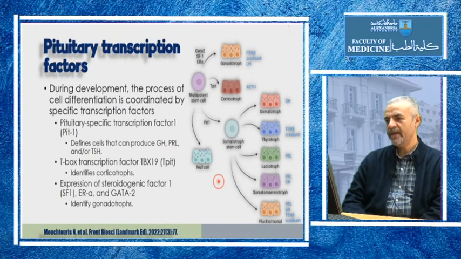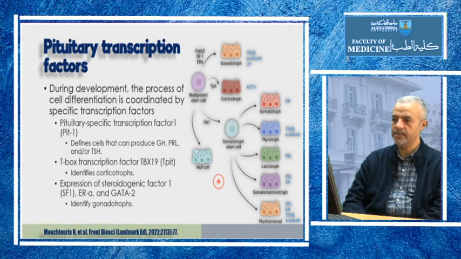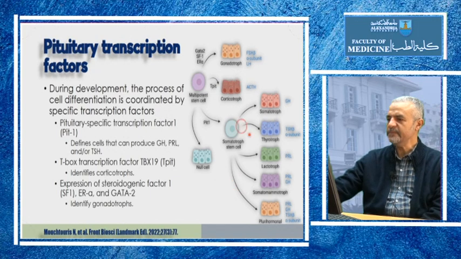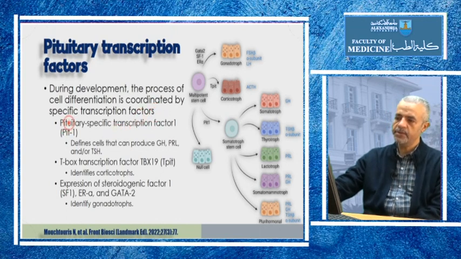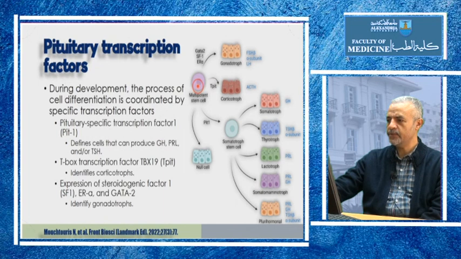So first, we have to identify how anterior pituitary cells differentiate. Anterior pituitary cells originate from a multipotential stem cell, as you can see. For this cell to differentiate into different anterior pituitary cells, this has to be coordinated by specific transcription factors that we are going to identify, the first of which is pituitary specific transcription factor 1, or PIT1 for short. And this allows this multipotential stem cell to differentiate into this long list of anterior pituitary cells.